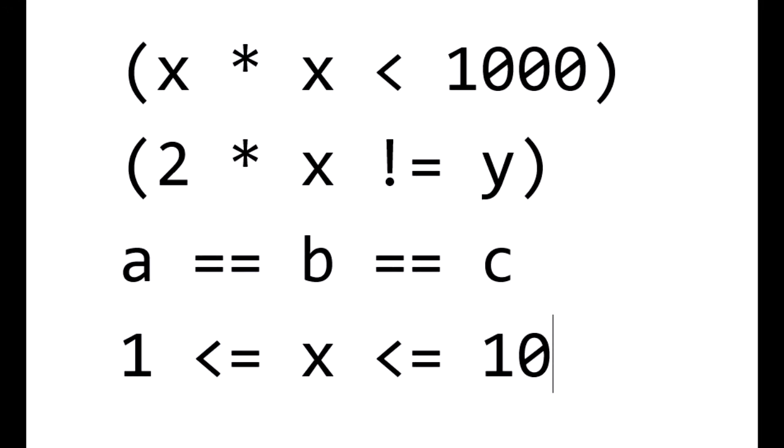The condition x star x less 1000 means the following: the value of x times x is less than 1000. And the condition 2 star x exclamation mark equality y means the doubled value of x isn't equal to y. The comparison operators in Python can be united without logical links, or, and so on. For example, a equal b equal c, or 1 less or equal x less or equal 10.